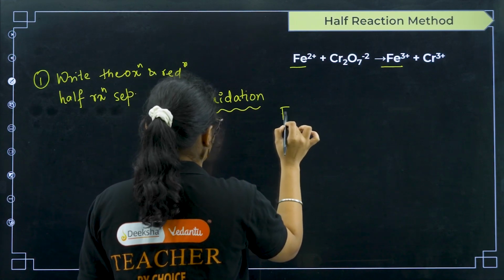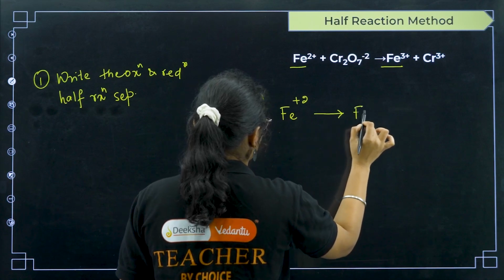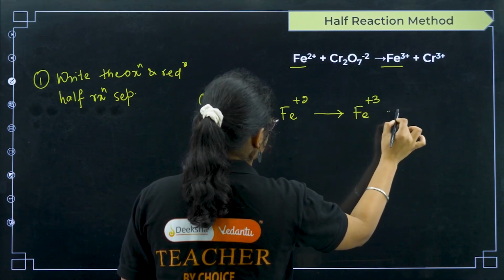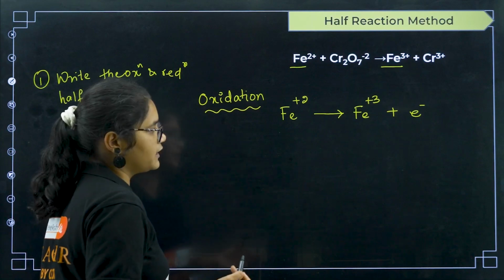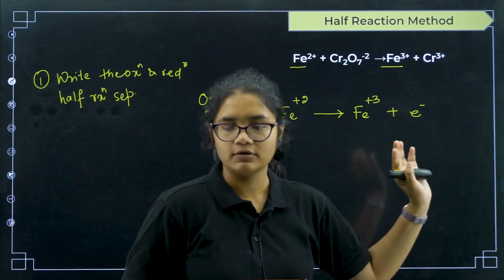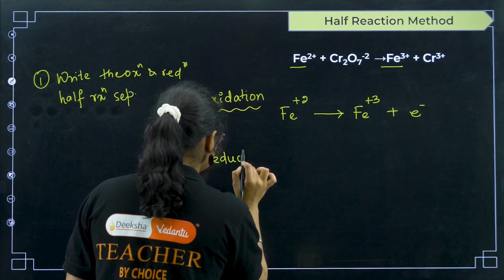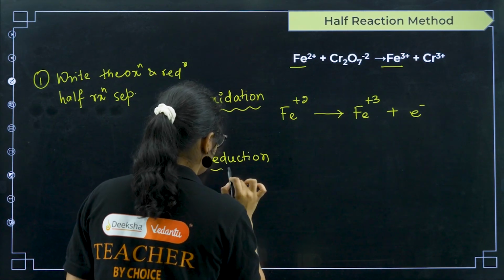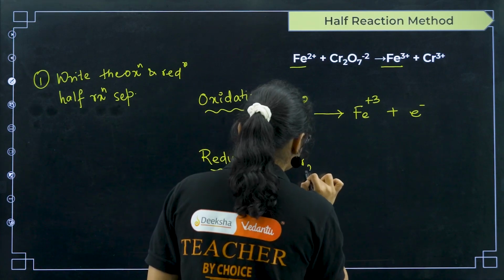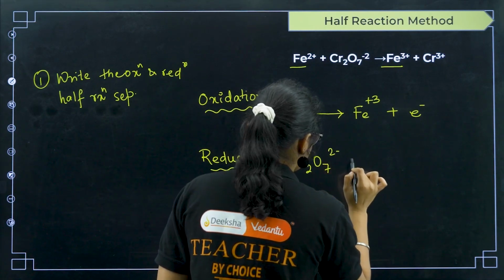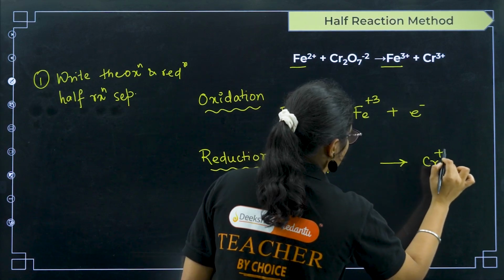Okay, so Fe +2 to Fe +3. Loss of electron has happened, so that is oxidation because it is loss of electron, so electron will be there. Next, if you have reduction, next part we need to write about reduction. So that is Cr2O7 2 minus, okay, will give you Cr3 plus.